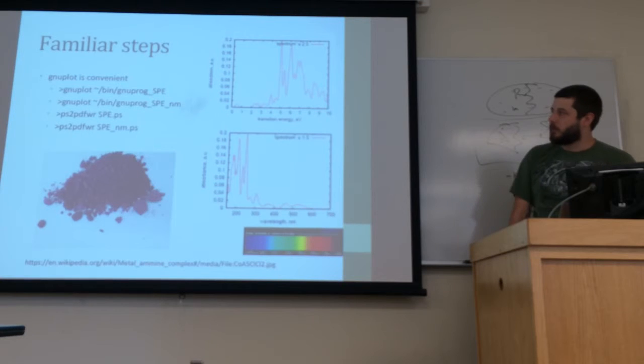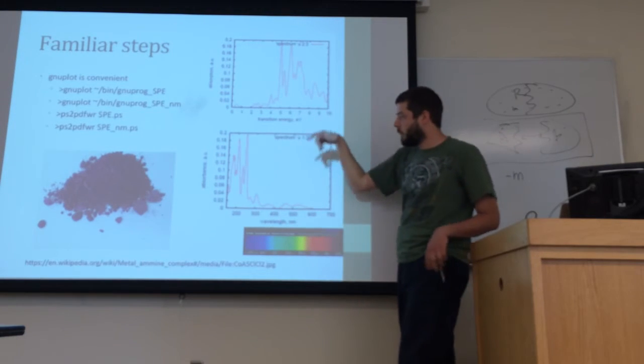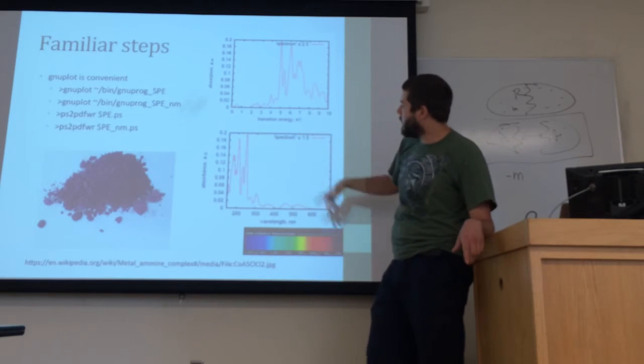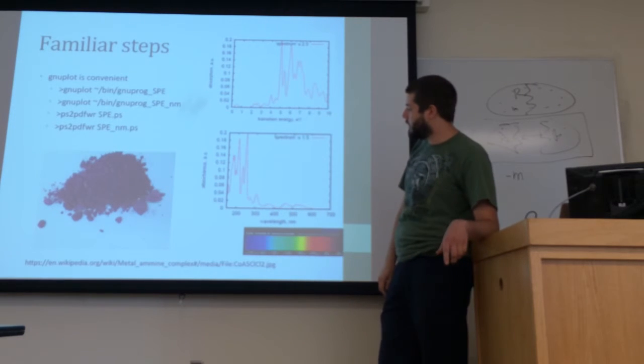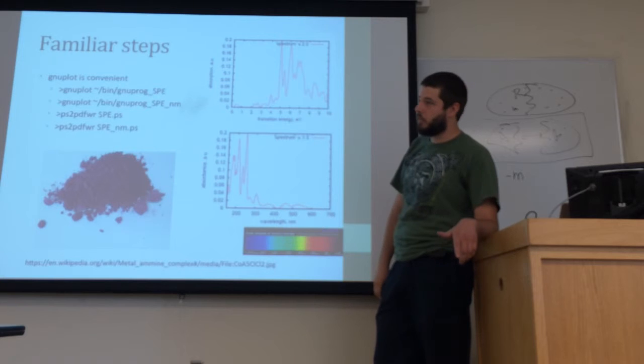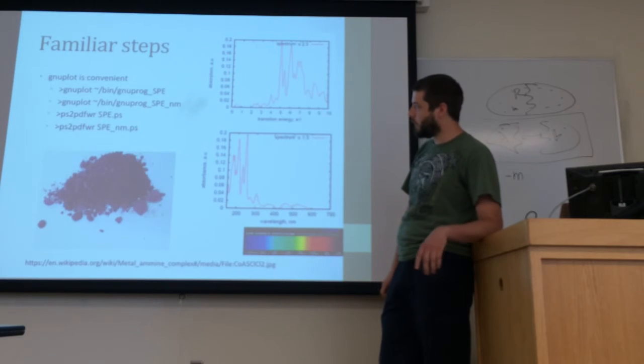And then there should be some familiar steps, just new plot. There's two different new programs, one for the transition energy in electron volts, and then another to look like a UV vis spectra. So it's nice to do both. Then you'll convert the PS files to PDF and then transfer them to the local box to look at them.